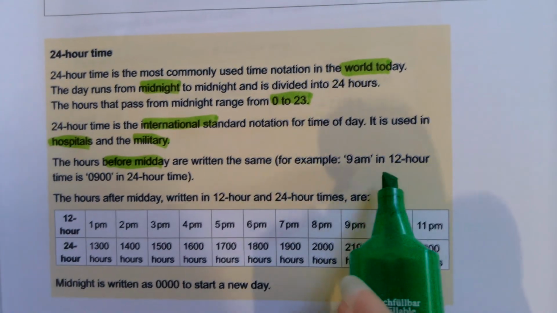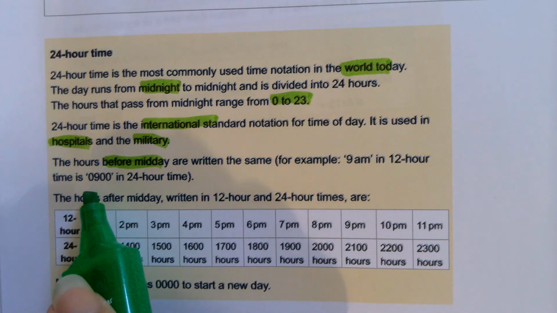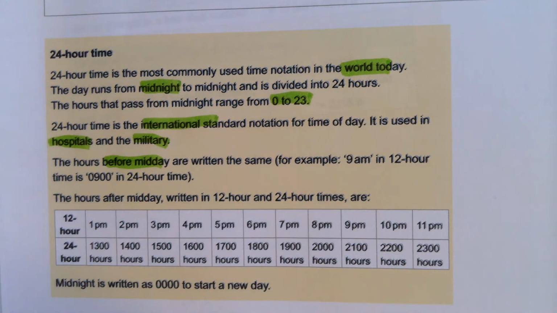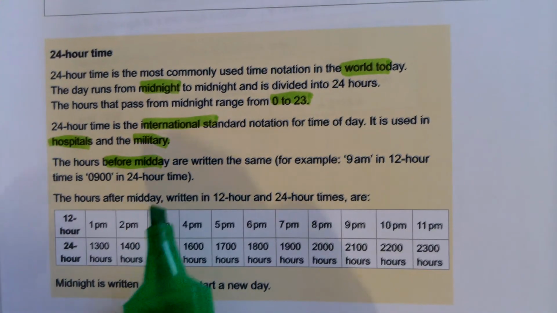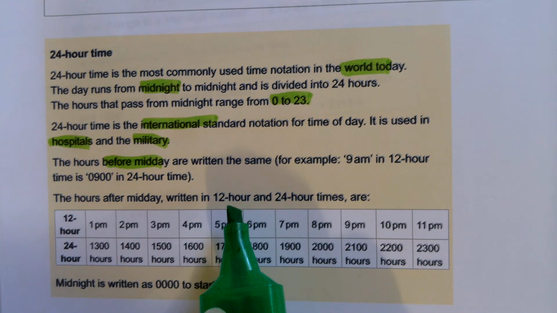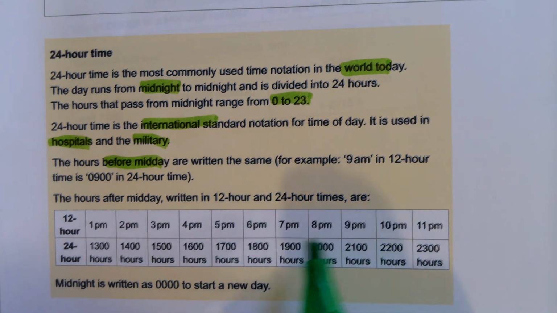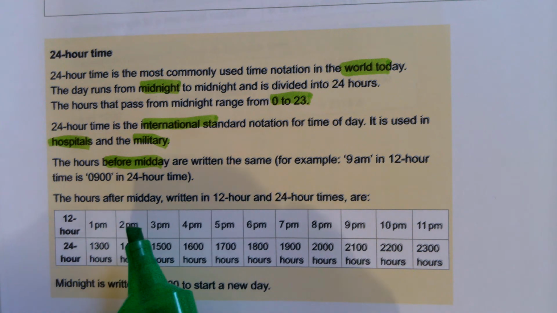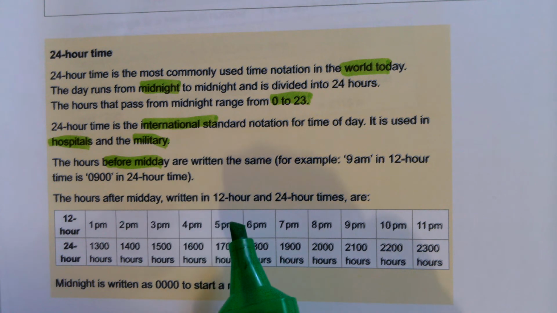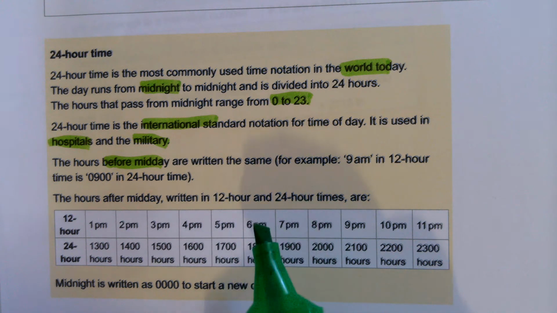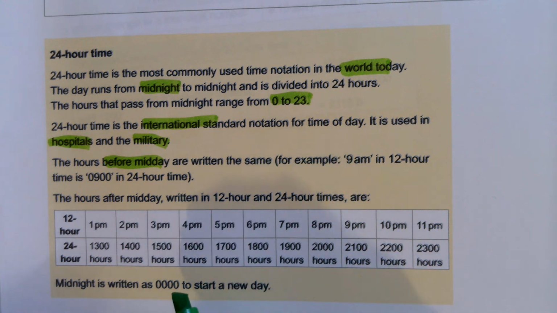If it is before noon, it's very similar. So 9 AM in 12 hour is 0900 in 24 hour time. Hours after midday, written in 12 hour time and 24 hour time: you will see they have added 12, it's plus 12. So after midday you add 12. Midnight is zeros. Sometimes it can be 2400, but not always.